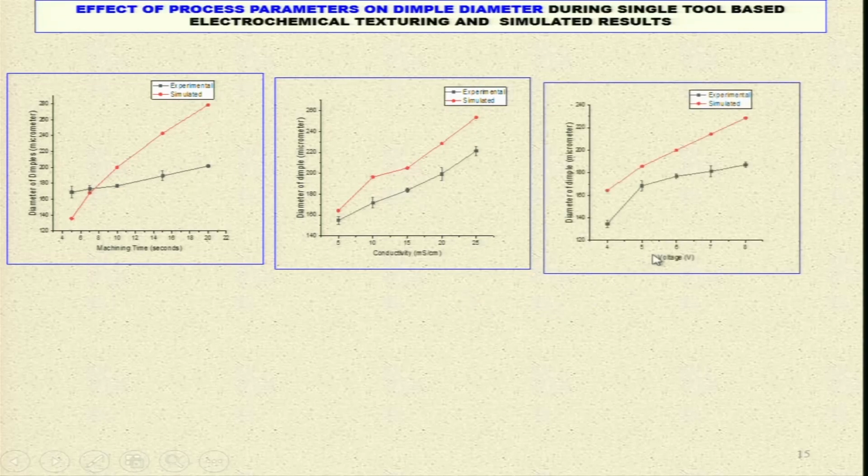And then you have the variation of voltage, and this is the diameter of the dimple, and you can see these are the experimental results and these are the simulated results. Actually, whether they are well matching or not, one has to find out the percentage deviation between the experimental and simulated results. If the variation is more than 10%, that simply means you need to relax the assumptions or modify the model of simulation, because beyond 10% deviation is not acceptable.